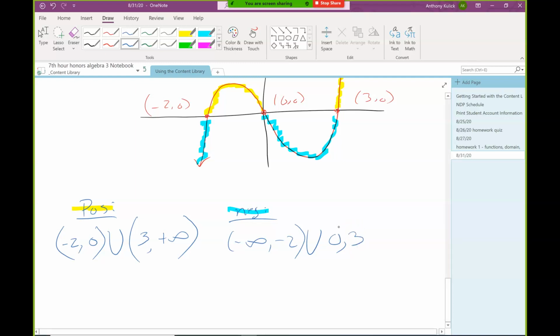Is everybody okay there? Again, when we're writing these intervals for positive, negative, we only care about the x-coordinate, right? It's from this x to that x. All right, so the point 0, 0, the 0 should get a parenthesis or a bracket. Parenthesis. And the 3 should get a parenthesis.